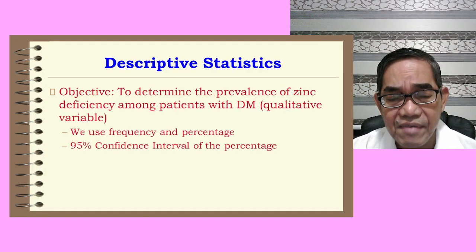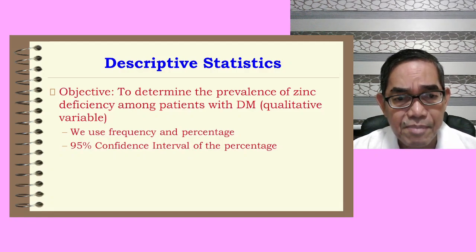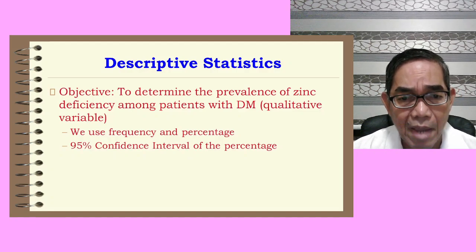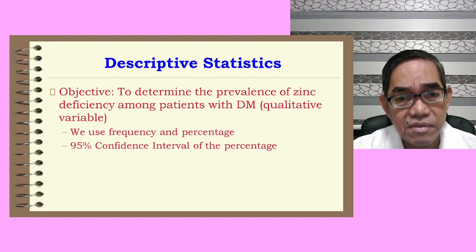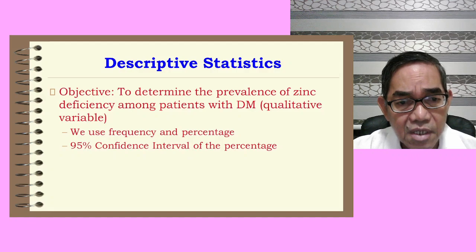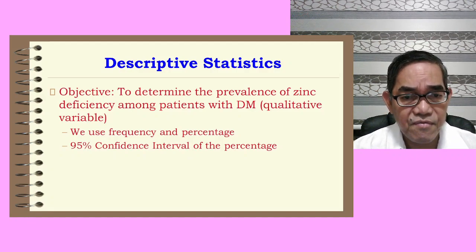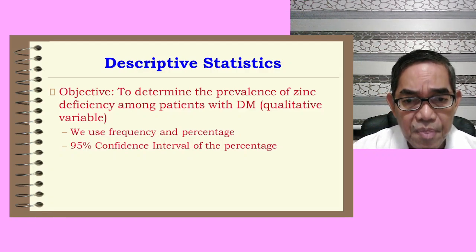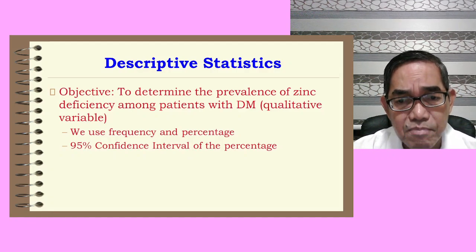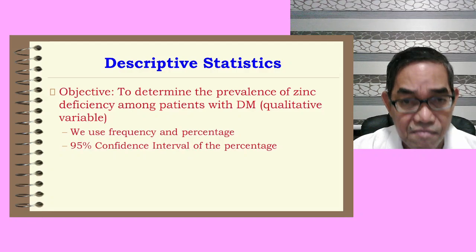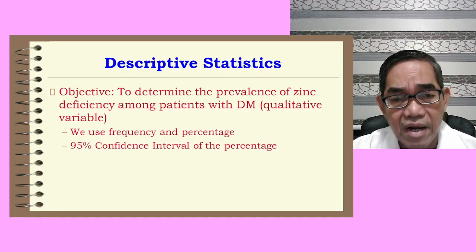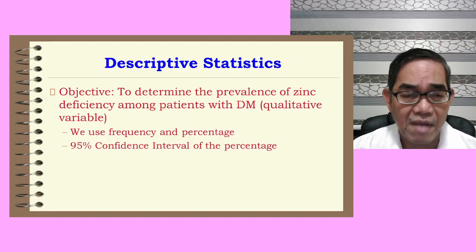Let's give an example. If this is the objective of the study, to determine the prevalence of zinc deficiency among patients with diabetes mellitus, this is a descriptive statistic. We use frequency and percentage of people who have zinc deficiency, and that is the prevalence, and then the 95% confidence interval of the percentage or of the prevalence.